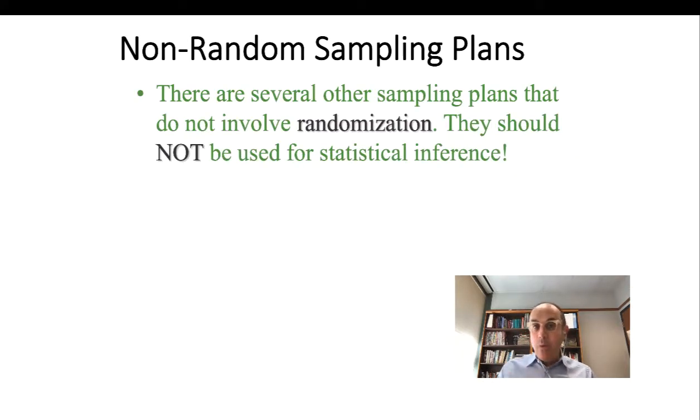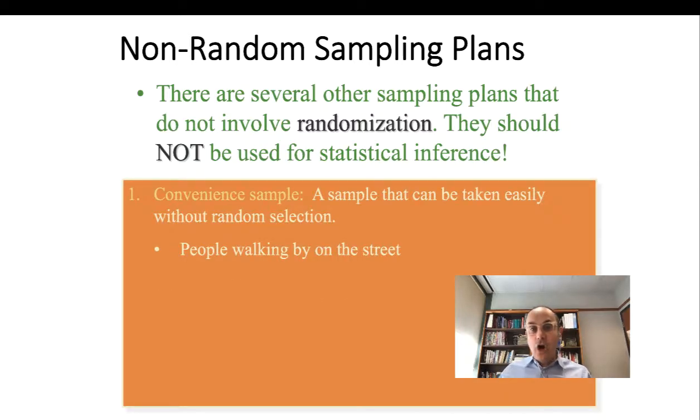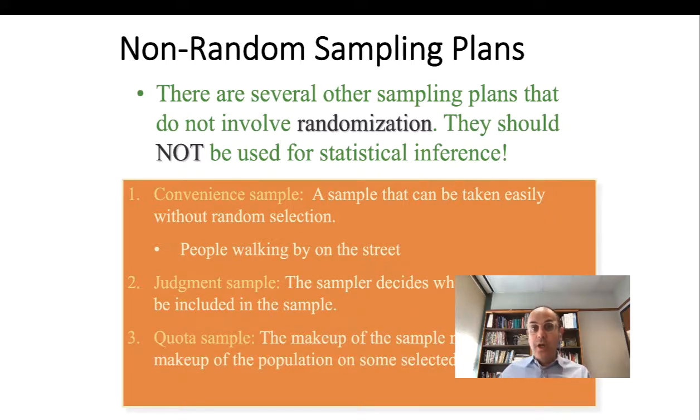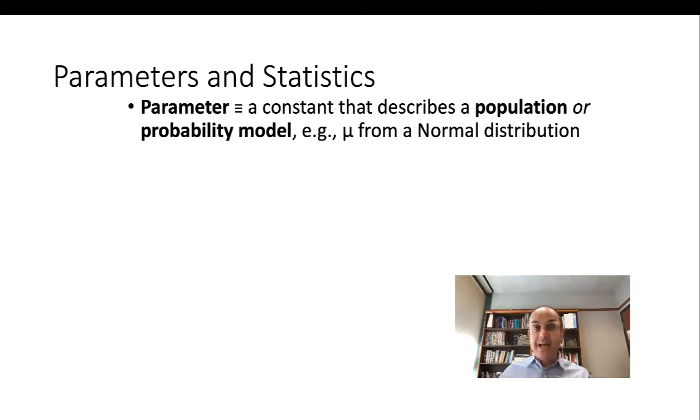I just want to make sure, when we are talking about non-random sample plans, that there are several other plans that do not involve randomization, and that's the key element. They should not be used for statistical inference, which means their ability to take from the sample and predict about the entire population or about the future. So I went over that. I just want to make sure that all of us understand the idea of sampling.